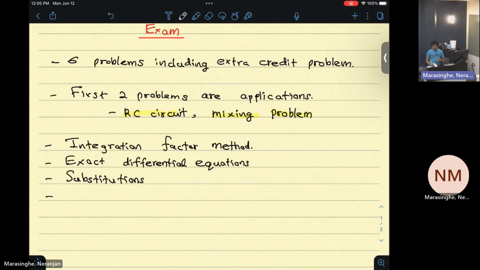1 problem from Laplace transform. It would not be a very difficult problem, right? Most probably it would be from the ideas that we discussed on Friday. Sometimes when you're solving that problem, the things that I'm going to discuss today also might be important. So 5 problems, and I would give another problem for extra credit. So altogether you have 6 problems.